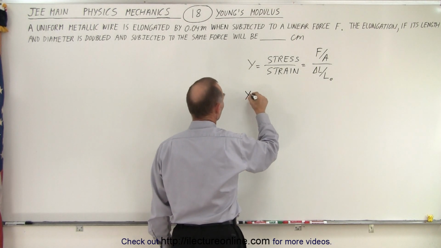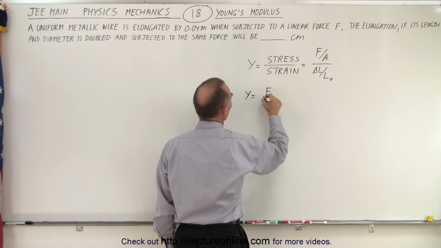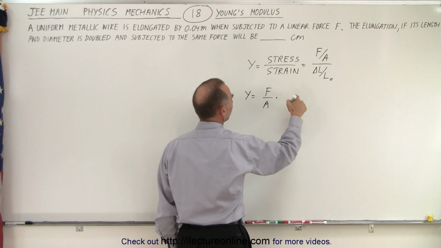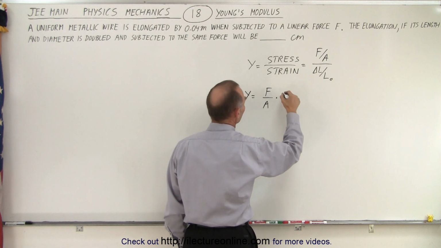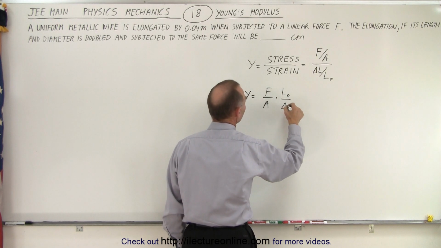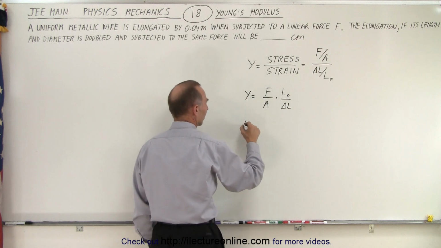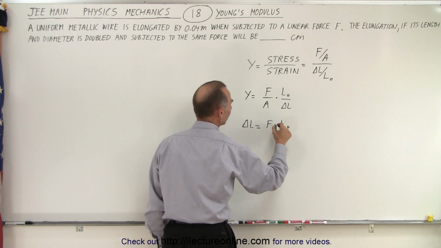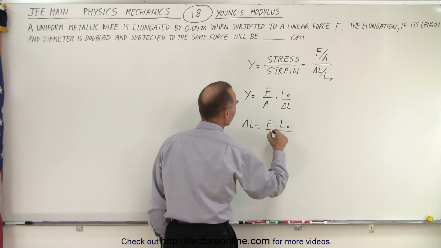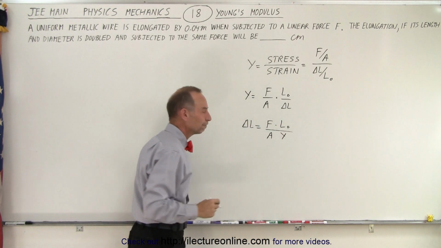So we have Young's modulus is equal to F over A times, because when we divide by a fraction, it's the same as multiplying by its inverse, L sub naught divided by delta L. And then if we solve this for delta L, we get delta L is equal to F times the original length divided by area times Young's modulus.